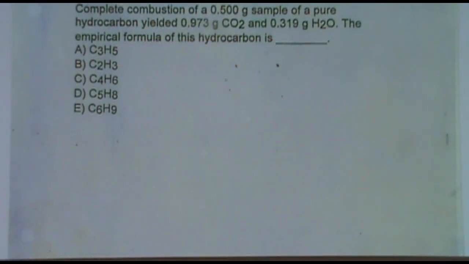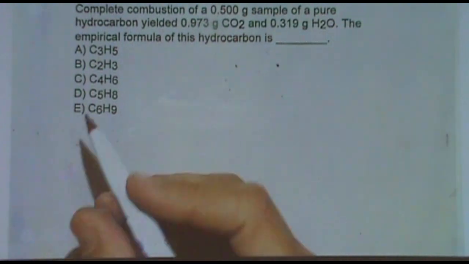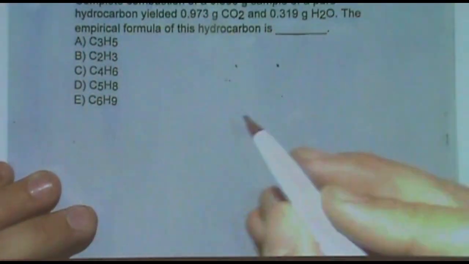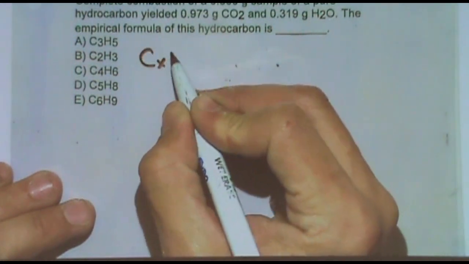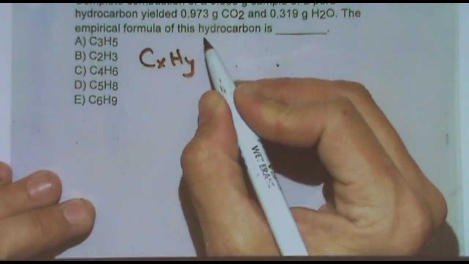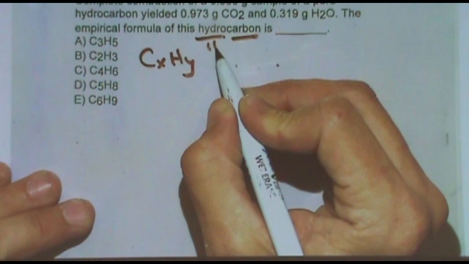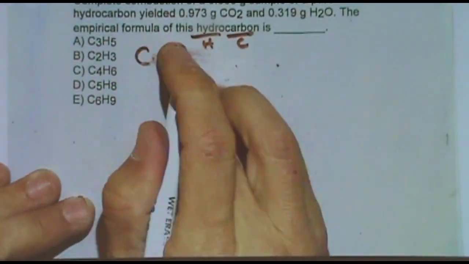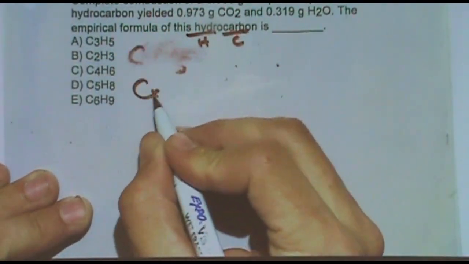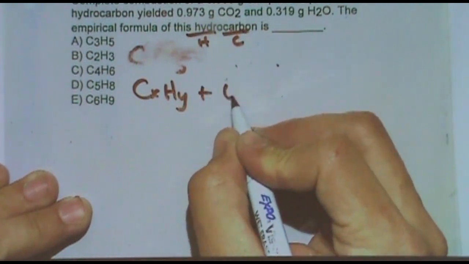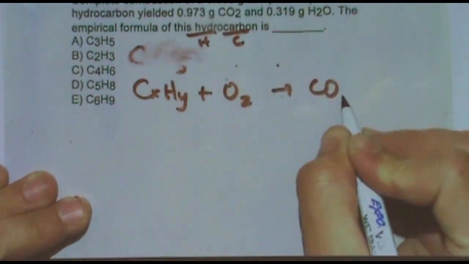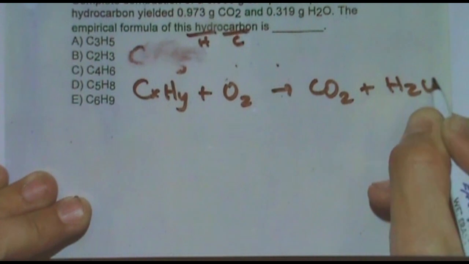Combustion analysis, I would say this is average level of difficulty. All right, let's see. So what you do, let's write out the reaction. You've got CxHy. Hydrocarbon means hydrogen and carbon. Let's write this lower. CxHy, you're adding oxygen and you're getting CO2 and water.